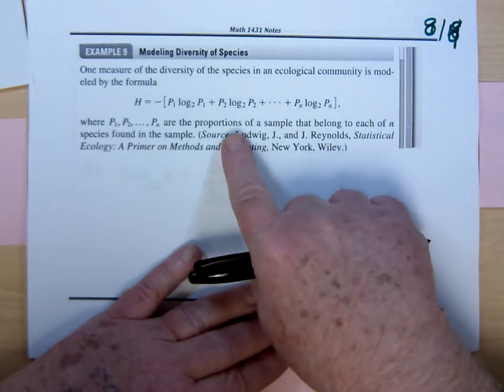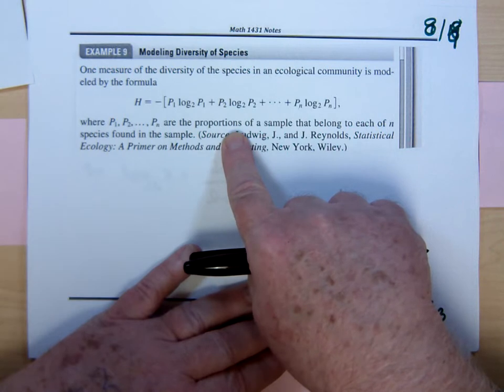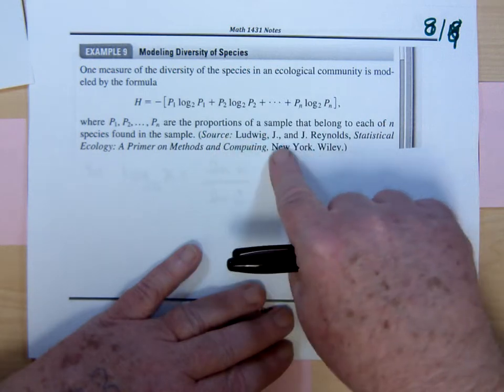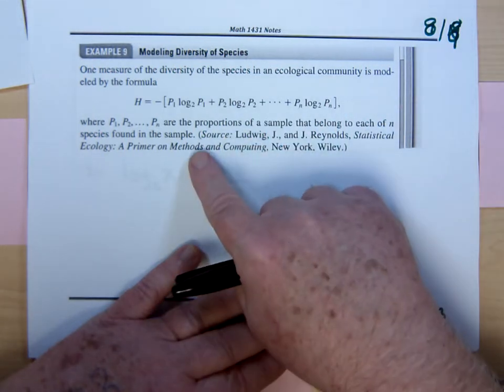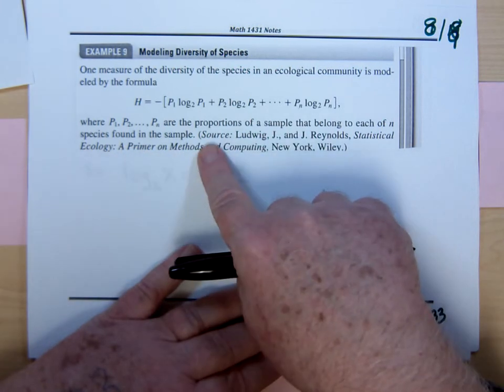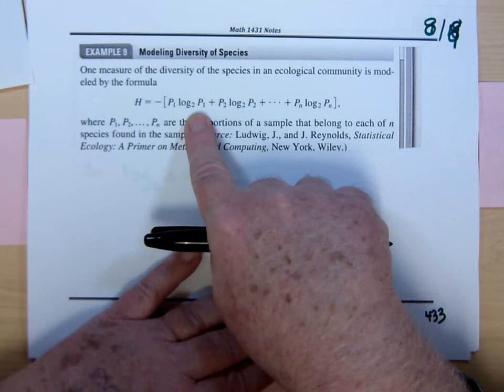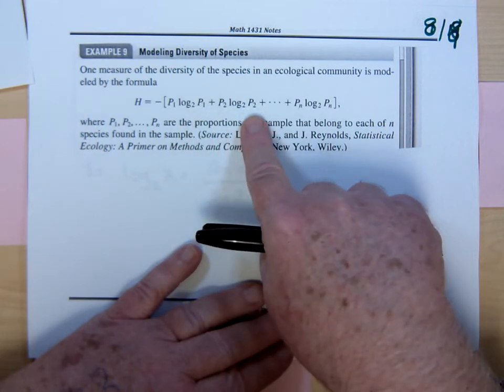Now, these are proportions, so P1 and P2 and so on are numbers less than 1, because it's really telling you what fraction of the sample belongs to each of the species, and that's why you're going to need a negative there, because when you take the logarithm of a number that is less than 1, you're going to get a negative in every case.